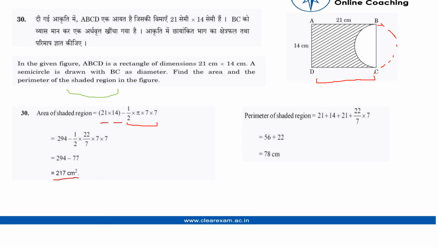So the formula for the perimeter of an arc is pi r. Pi is 22 by 7, into r is 7. So then the answer is 56 plus 22, which is 78. So we get the answer here.